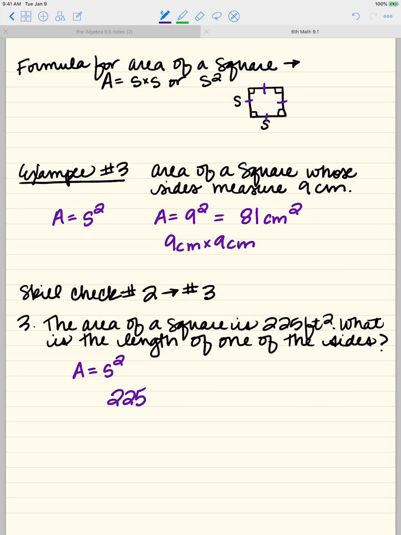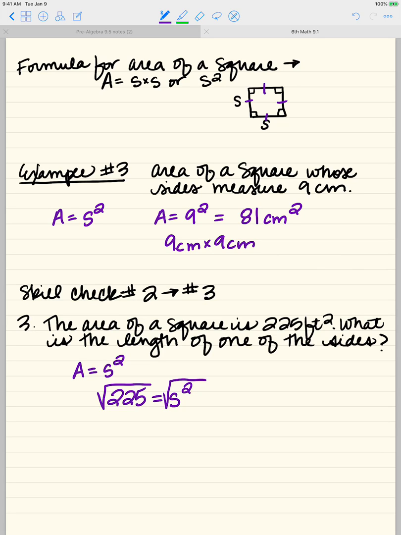Area is 225. 225 is equal to S squared. We need S all by itself. We need S equal to something. What is the opposite of squaring something? The opposite of squaring something is taking the square root. So we are going to take the square root of both sides of this equation to keep it balanced.